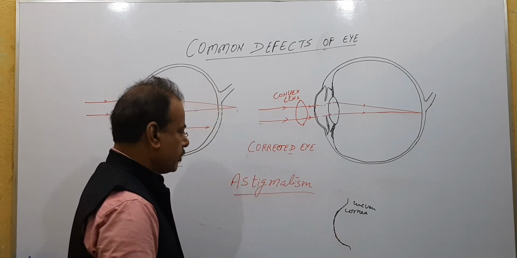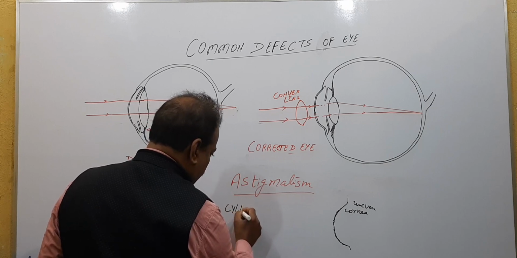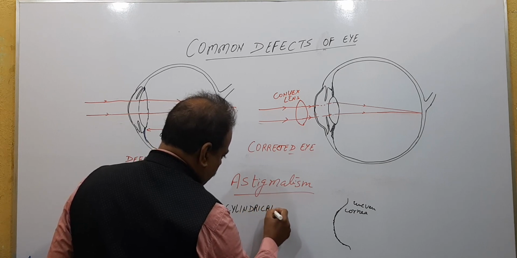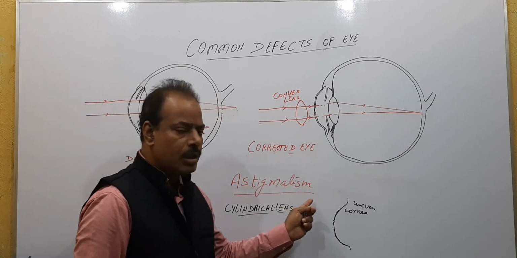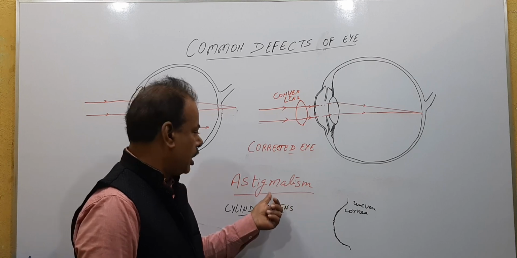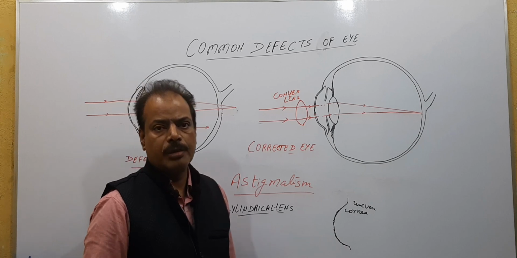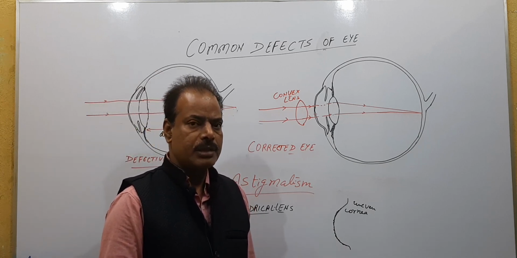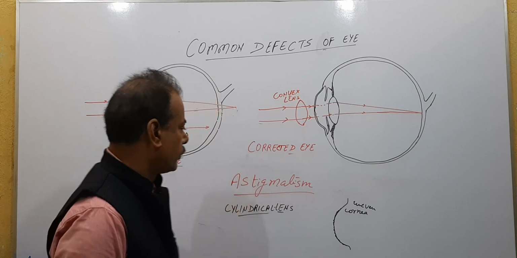It can be corrected by using a cylindrical lens. So a cylindrical lens can be used to treat astigmatism, in which the cornea becomes uneven and the person can't see any object clearly. Some parts can be seen clearly and some blurred.